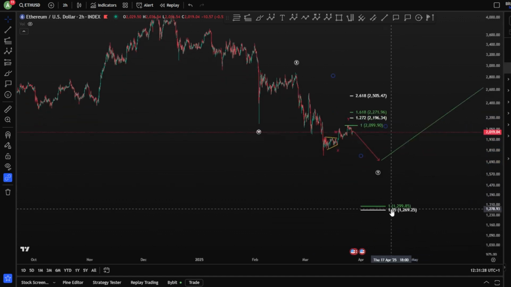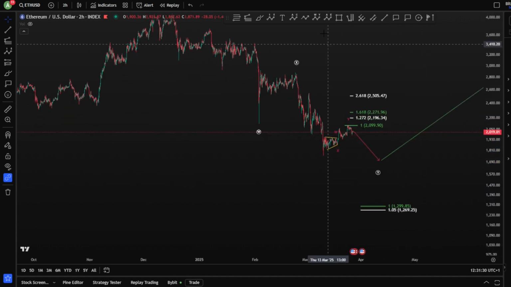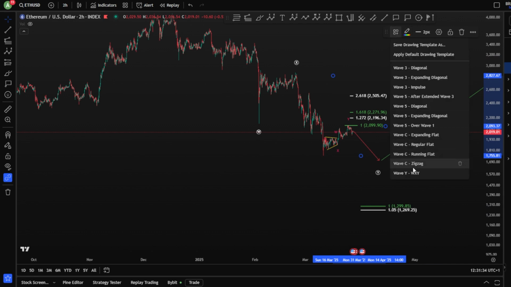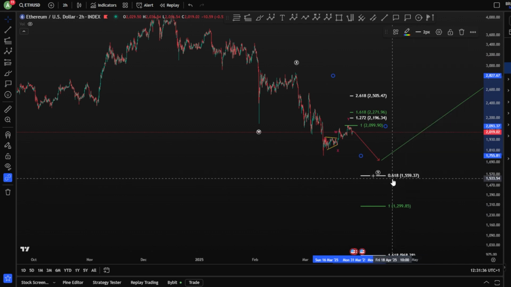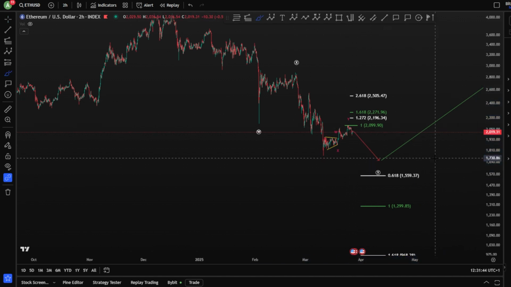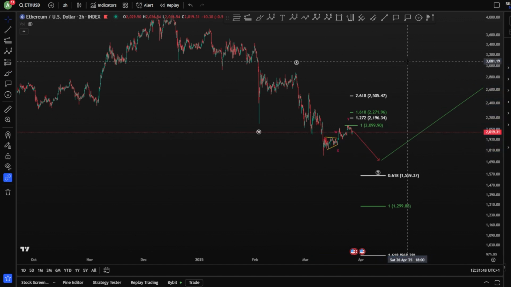It can be the 1-to-1 fib level, basically a much higher possibility. It can also be a zigzag, which is 0.618 at 1,559. So you have to be careful with it. It might be only this leg and then start to move toward the upside. We're going to see how this unfolds.